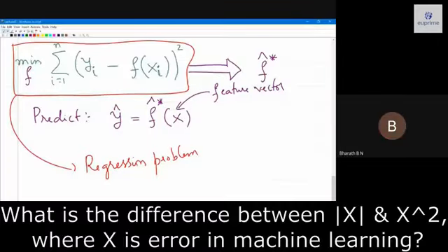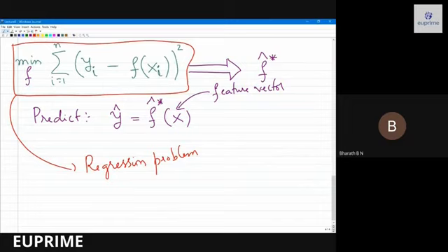Modulus. Right, that's a good question. Why not use mod instead of squared? Can somebody tell me what is the difference between mod x versus x squared? Let's look at it from a calculus viewpoint. You have taken calculus, so what are the differences?